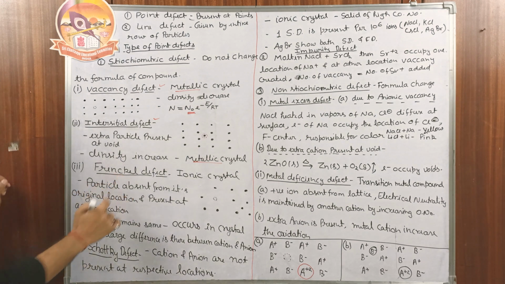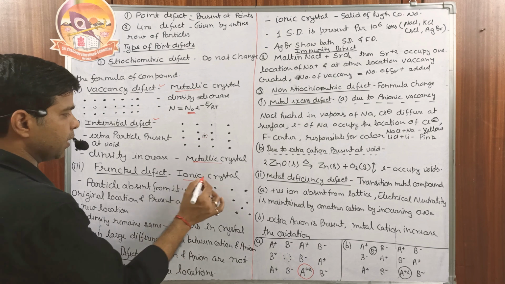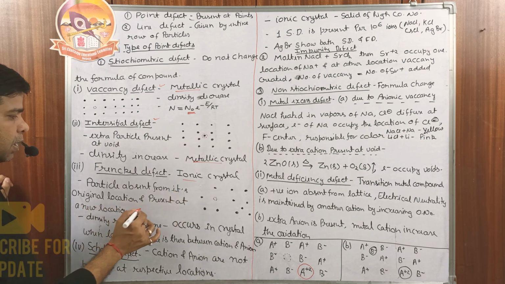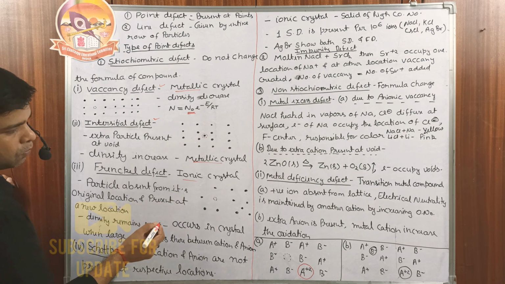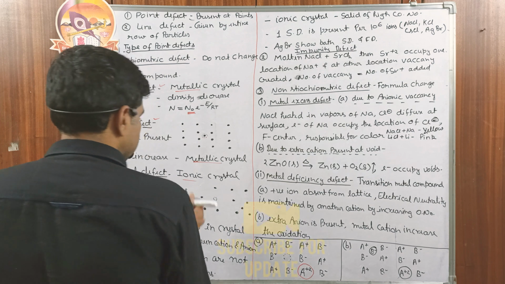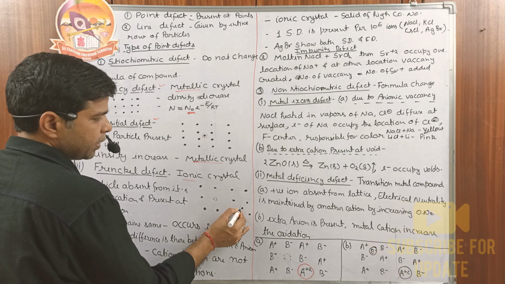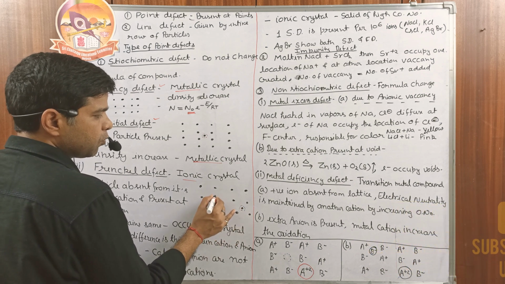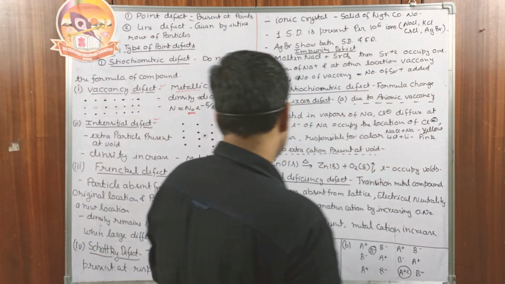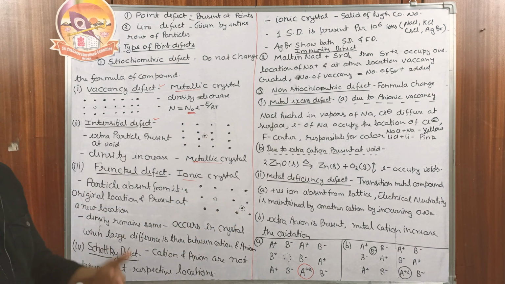Then Frenkel defect and Schottky defect. Frenkel defect and Schottky defect are present in the ionic crystal. What happens here? A particle is absent from its original location and present at a new location. Means, look, you see, one particle is missing from the original location and it is present at a new location. So at the original location we have the vacancy defect, but at the new location we have the interstitial defect. So in the Frenkel defect, the vacancy defect and interstitial defect both are present at the same time.